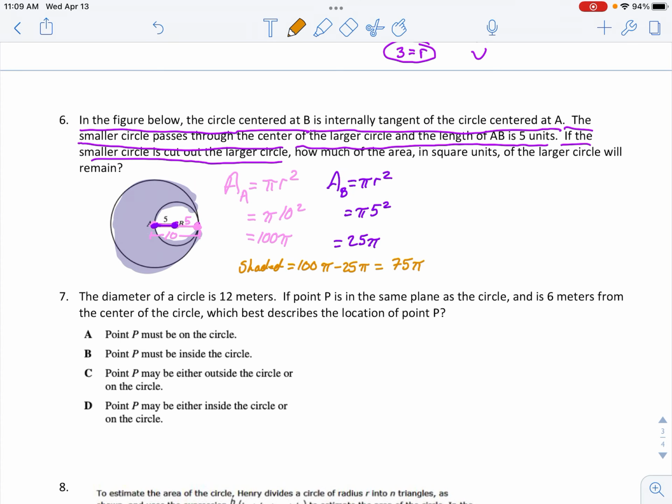This next one: the diameter of a circle is 12 meters. So we have some circle, let's just go ahead and draw that. The diameter of this circle is 12. Point P is on the same plane as the circle and is 6 meters from the center of the circle. Which best describes the location of point P?